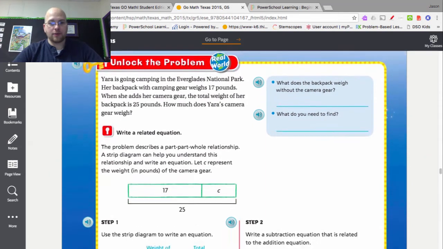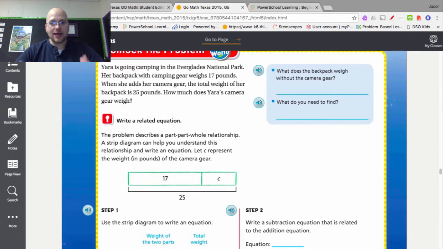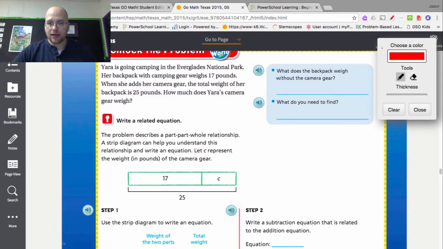This is a backpacking problem. Someone is going backpacking in Everglades National Park. She has a backpack that weighs 17 pounds. When she adds all of the camera gear that she wants to take with her, the total weight of the backpack is 25 pounds. How much does Yara's camera gear weigh? So let's begin by looking at our strip diagram.